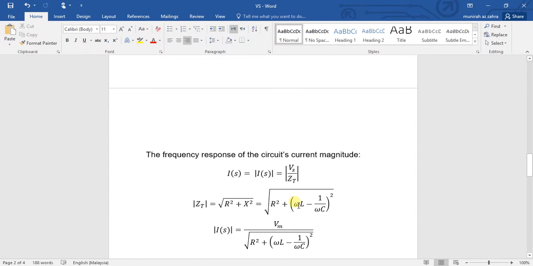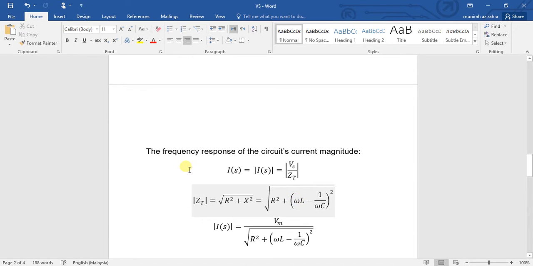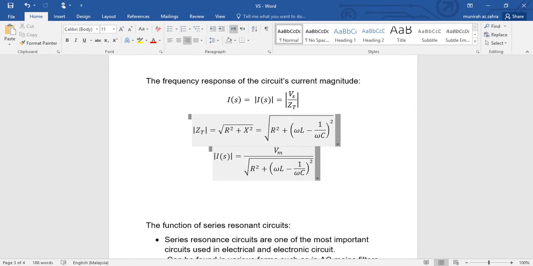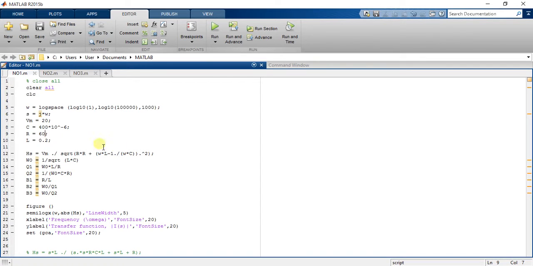Now we have to find the equation for the frequency response, which is Is equals Vs over Zt. Zt equals the square root of R squared plus X squared, which equals the square root of R squared plus (omega L minus 1 over omega C) squared. So we get Is equals Vm over the square root of R squared plus (omega L minus 1 over omega C) squared. Now we can see this by using MATLAB.